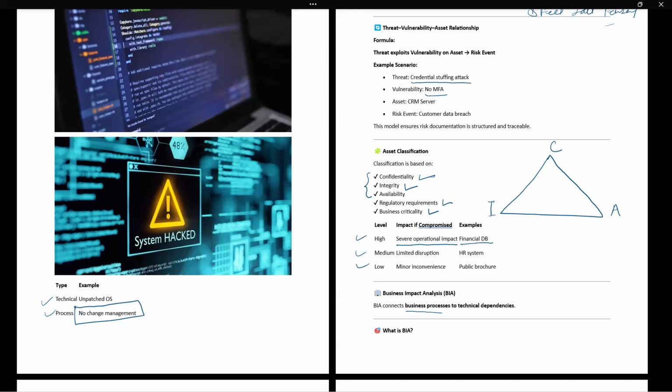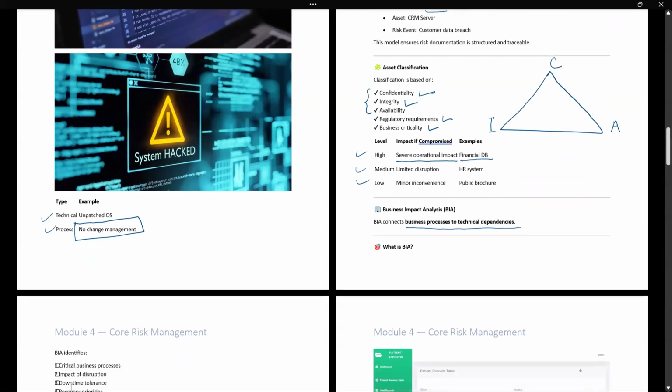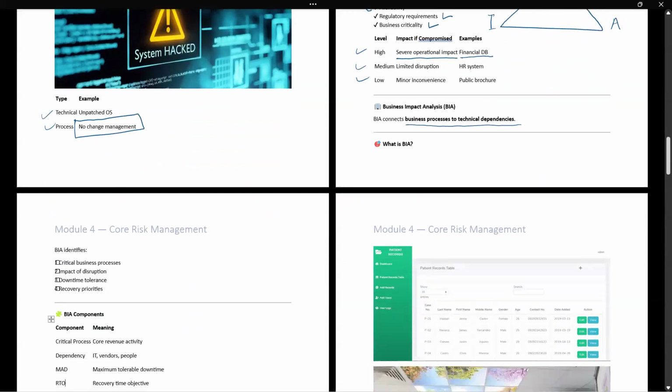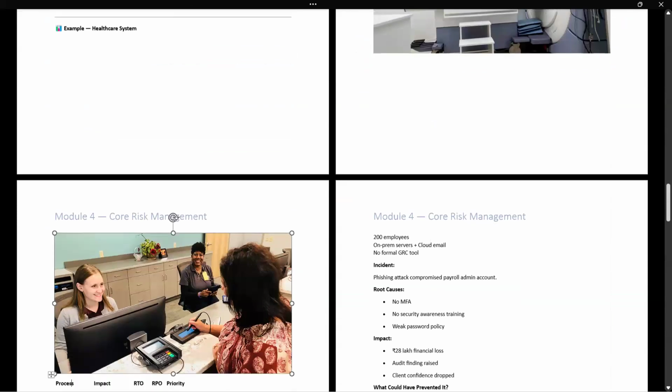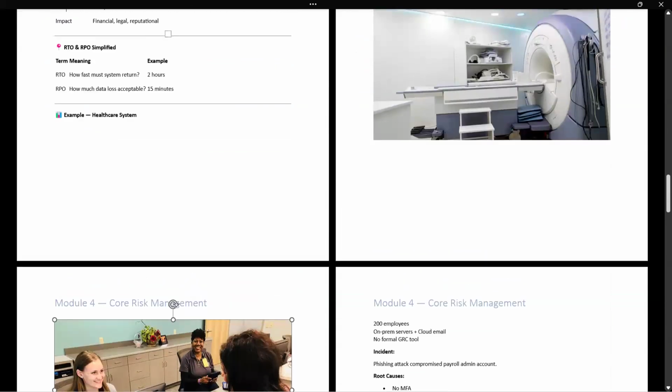Business processes to technical dependencies. So BIA is basically a connection between business processes and technical dependencies. Now, BIA talks about business as well as technical things, and how business can always run smoothly without operational impact. So let's talk about what BIA is. What we do in BIA is more important.